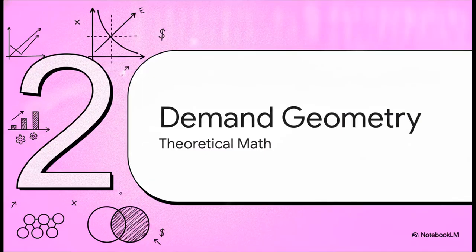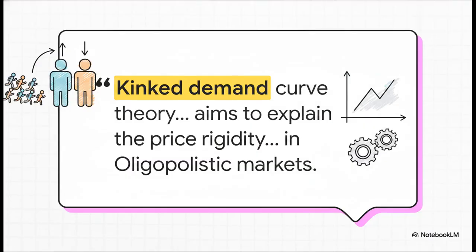Section 2. Understanding demand geometry. Now for the oligopoly, the math gets a bit complicated. Back in the late 1930s, an American economist named Paul Sweezy developed something called the kinked demand curve theory. Because these few firms are so highly interdependent, they face a really strange dilemma.